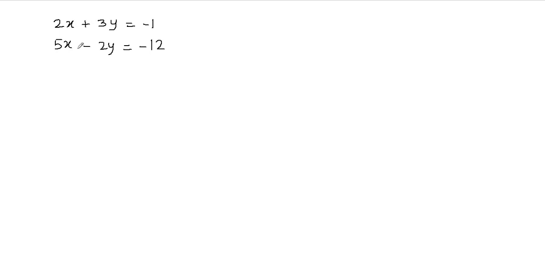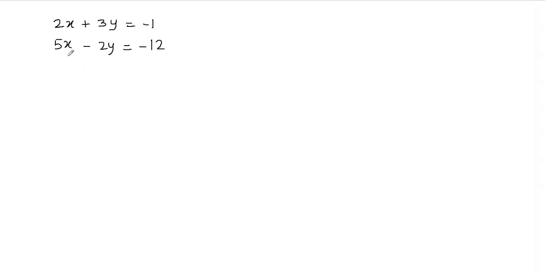Hi, in this video we'll learn how to solve a system of linear equations using the elimination method. In the elimination method, we eliminate one of the variables and solve for the other variable. To eliminate the variable, we either add the equations or subtract the equations. Addition is always easier than subtraction, so I will add these two equations to eliminate one of the variables.